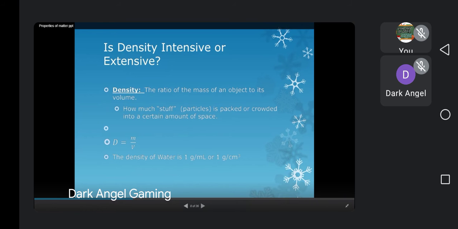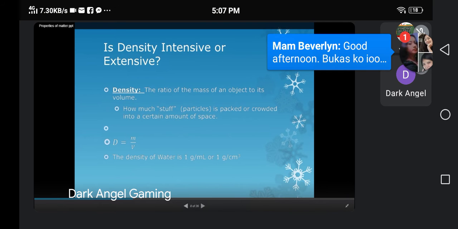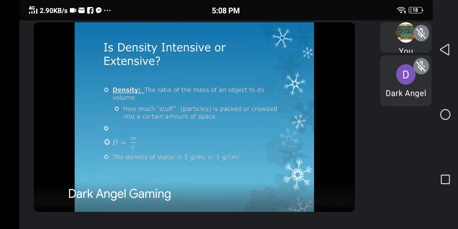Density, the ratio of the mass of an object to its volume. How much stuff, particles, is packed or crowded into its volume. How much stuff is packed or crowded into a certain amount of space. Density equals mass over volume. The density of water is 1 gram per milliliter or 1 gram per cubic centimeter.